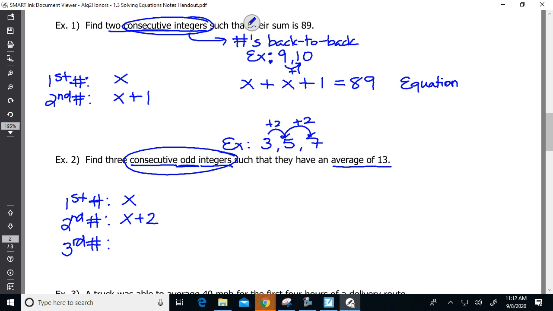If I want to get to the third number, I'm going to add 2 again. But if I only add 1, I'm going to get an even number. I want an odd number. x plus 2 plus 2 is x plus 4. So here's my 3 numbers. I don't know what they are yet, but those are my 3 numbers. Any questions before we continue?